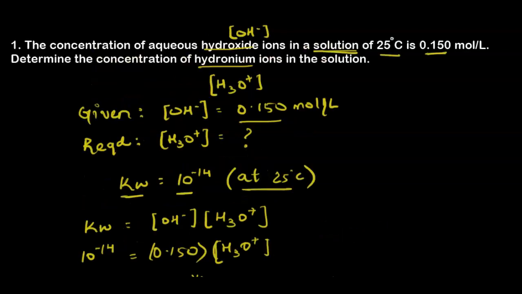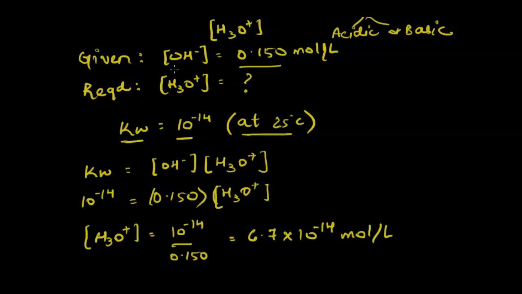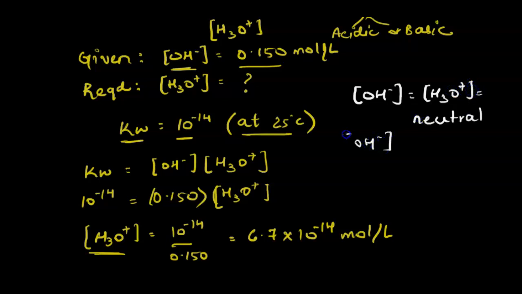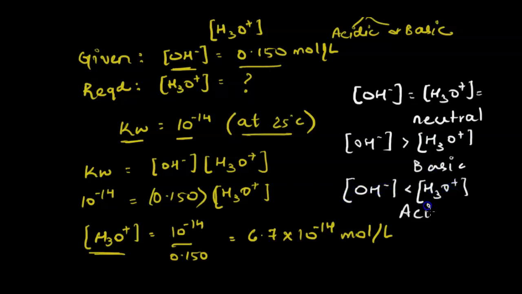Let's say the question had asked something else, and that would have been to find out if this solution is acidic or basic. How would we do that? In order to find out if a given solution is acidic or basic, we always have to compare the hydroxide ion concentration and hydronium ion concentration. We know that if hydroxide ion concentration is equal to hydronium ion concentration, the solution is neutral. However, if hydroxide ion concentration is greater than hydronium ion concentration, the solution is basic, and if hydroxide ion concentration is less than hydronium ion concentration, the solution is acidic.